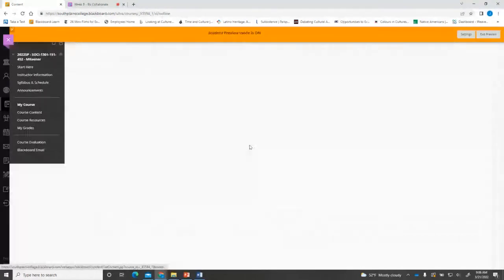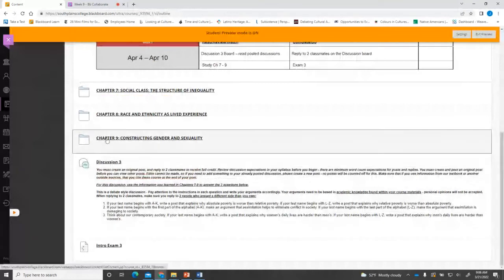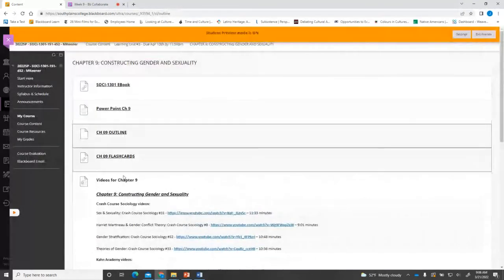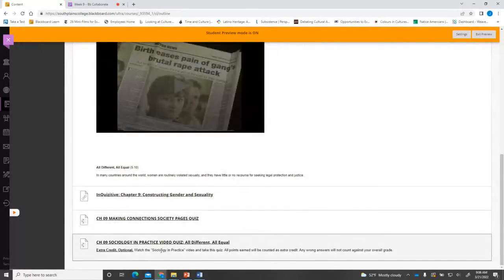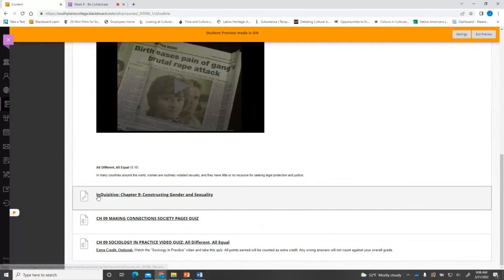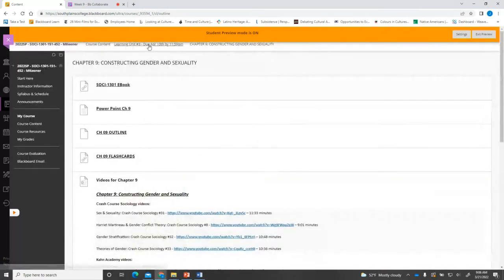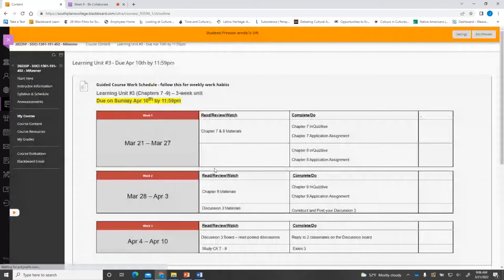And then when you jump back in, you have chapter 9. Same idea, all your resources, all your videos. You have your little sociological and practice video, as well as the extra credit quiz down here at the bottom. You have your inquisitive, and then you're pretty used to these. You have a little making connections through the society pages quiz. So you just click on this, you read the information, and you answer the questions. You've done these before, okay? So those are your chapters and what you have due within your chapters.